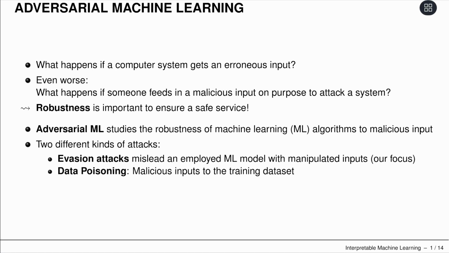And there are two different kinds of attacks. Evasion attacks, which mislead a deployed machine learning model with manipulated inputs. That's actually the focus of this video today. And there's also data poisoning, which has malicious input already in the training data set. We're not covering that, because we're talking here about local explanations. We'd like to see what happens if you feed a certain input vector, a certain input, to your machine learning model. What does it really mean for a trained model? We're not covering what it means for the training of the model, and therefore also not the training data set.